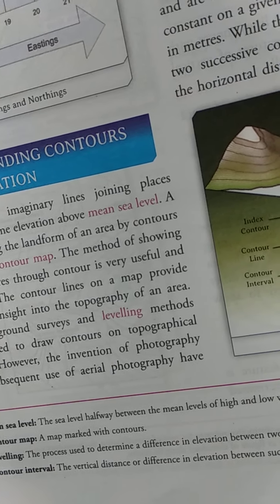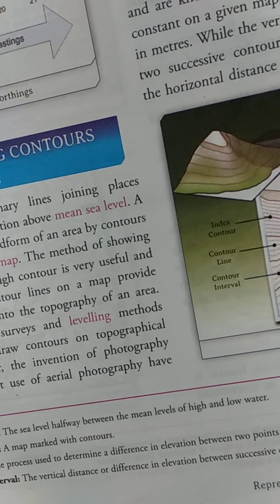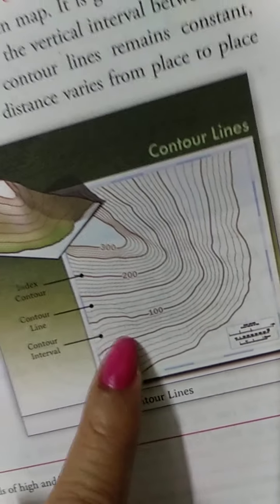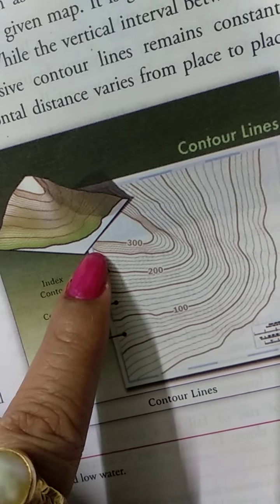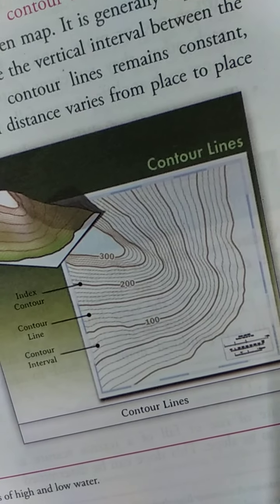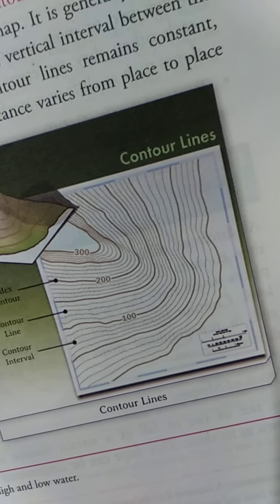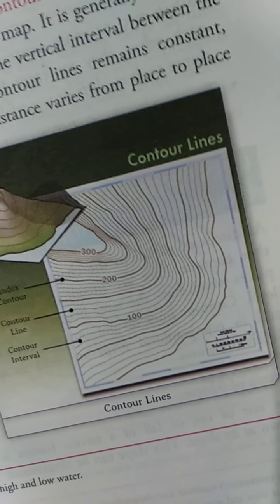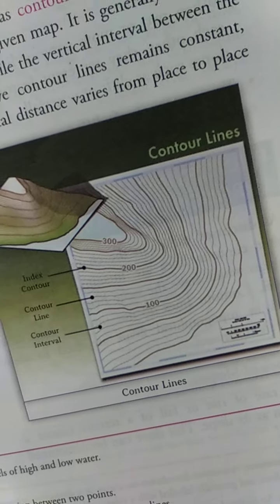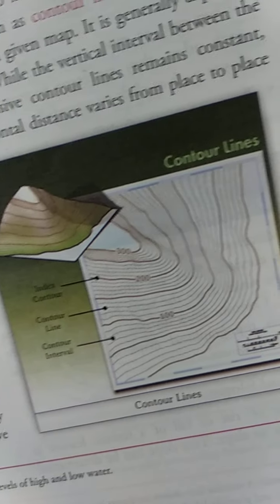A map showing the landform of an area by contours is called a contour map. Here you can see that it is marked with different lines, small and bigger. So this is how a drawing is being done for helping us to know what type of land it is from the map.